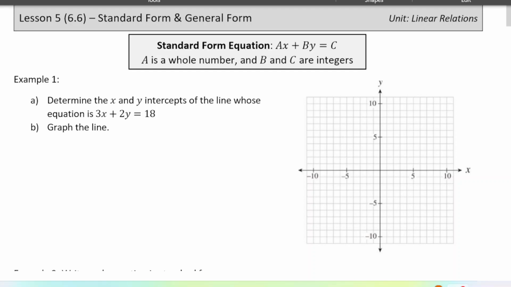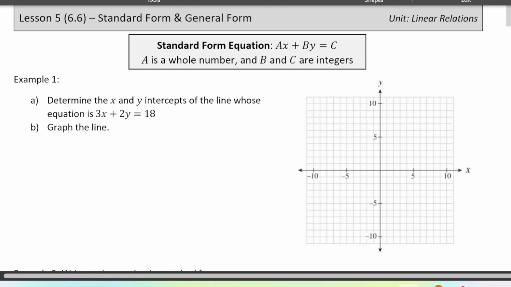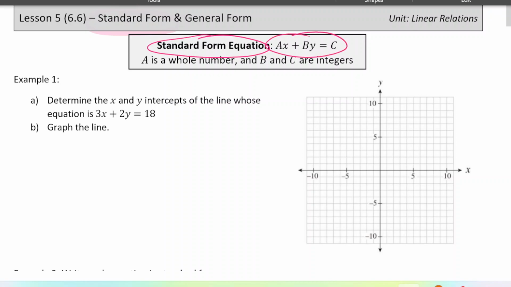Okay, this is the last lesson in Chapter 6, Lesson 5, and we're talking about the third and final format for writing a linear equation, and this is called standard form or general form. In this format, we're going to just focus on standard form. A standard form equation looks like this, so it's kind of different from the other two we've learned.